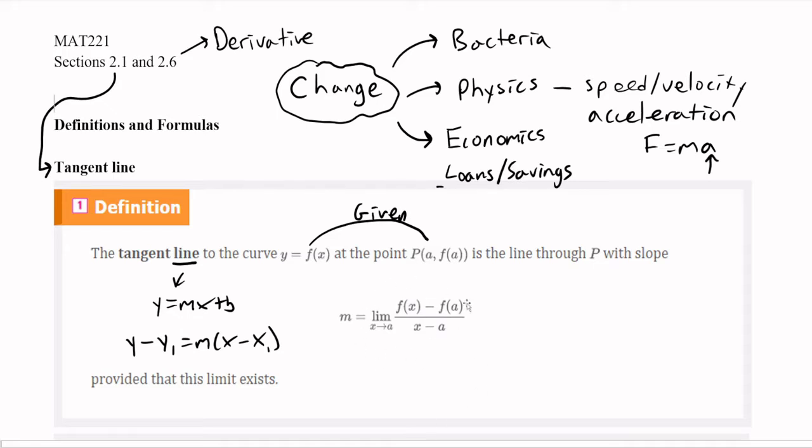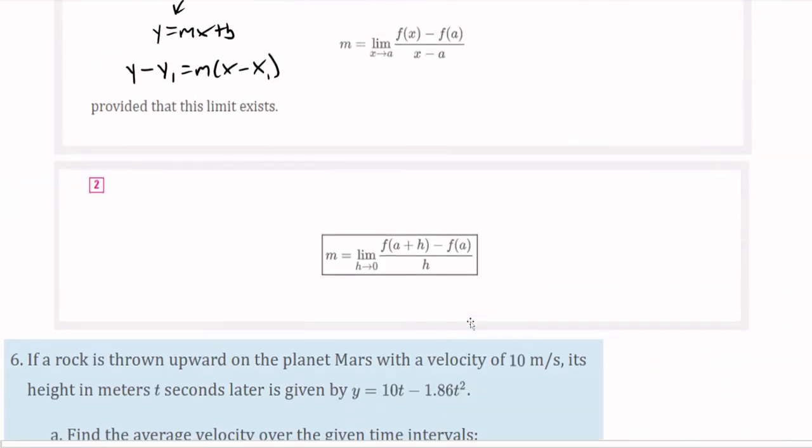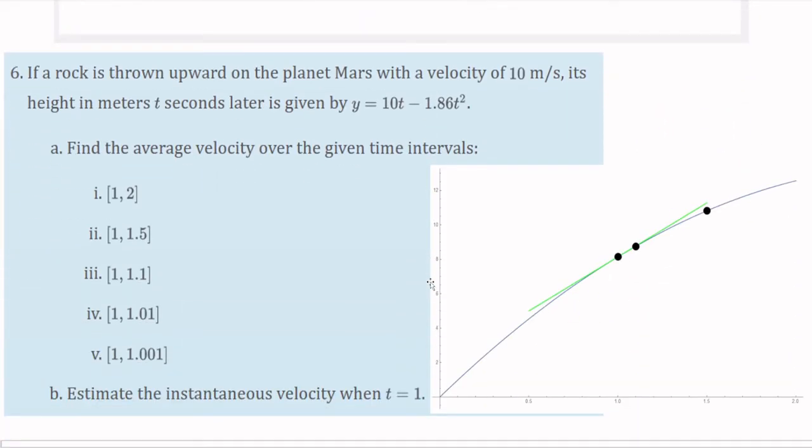And we can calculate the slope with this. So, okay, we're just going to jump right into an example so you can see how this works. Down here, I have an example. It says, if a rock is thrown upward on the planet Mars, so I'm just sitting on Mars and I throw a rock up in the air, with velocity 10 meters per second.